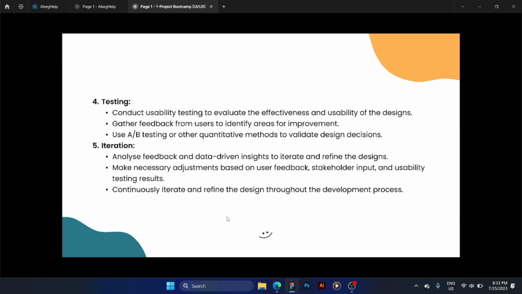We test it with real users, and that's where we now do A/B testing. We compare our design with another design. Let's say you want to create an e-commerce website now. You need to check sites like Jumia, you need to check sites like Alibaba, and AliExpress. You need to check all of those websites. Okay, how do they do the ads?